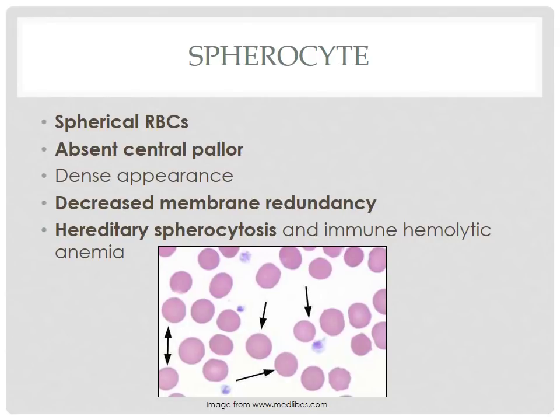And the primary thing you should be thinking of when you see spherocytes, the first thing you should be thinking of, is hereditary spherocytosis. You can also have spherocytes in other issues such as the immune hemolytic anemias. And some great examples of many, many spherocytes in the image below.